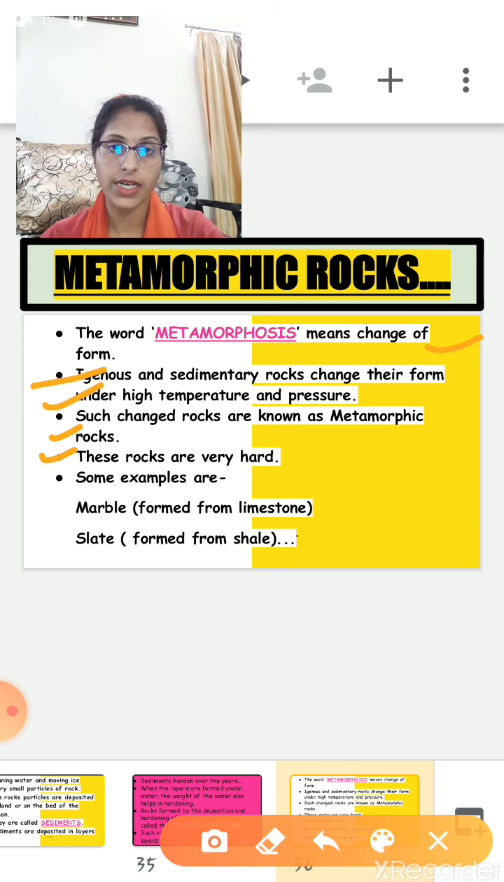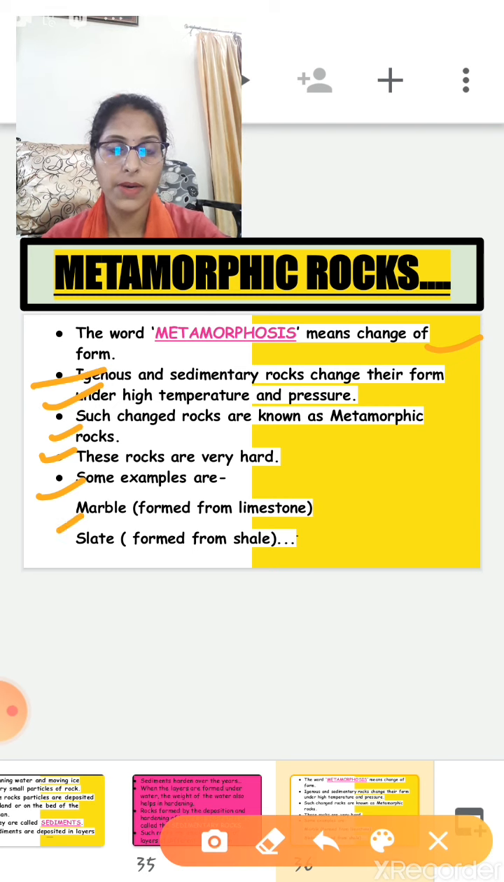This is the first characteristic of metamorphic rocks. Metamorphic rocks are very hard and take a long time to form. These rocks are harder than the others and have a high specific gravity. So here are the examples of metamorphic rocks.